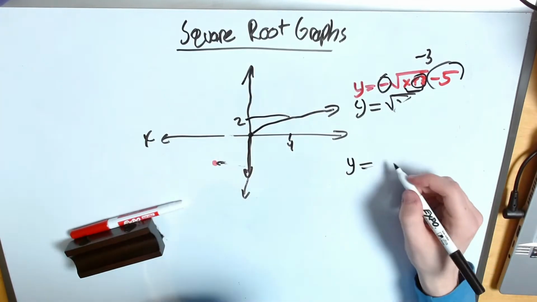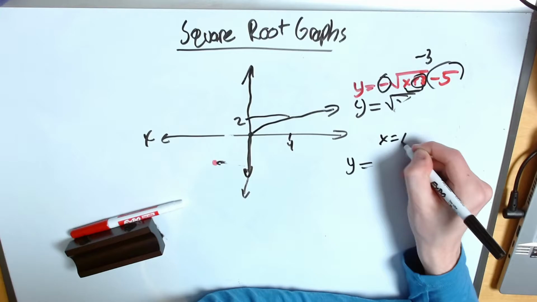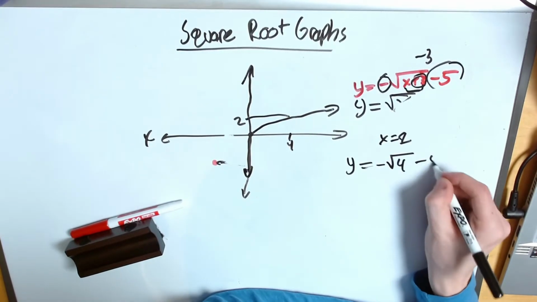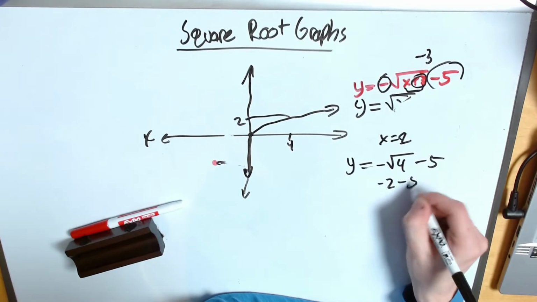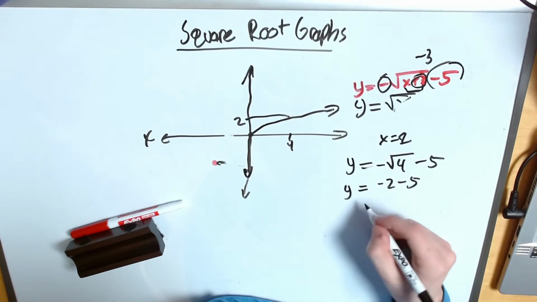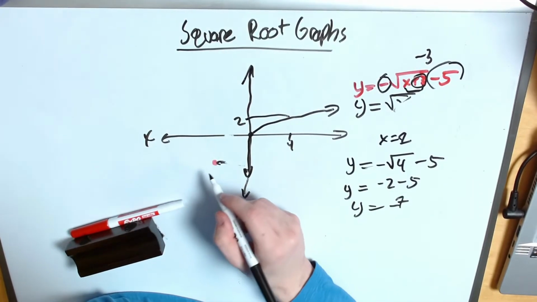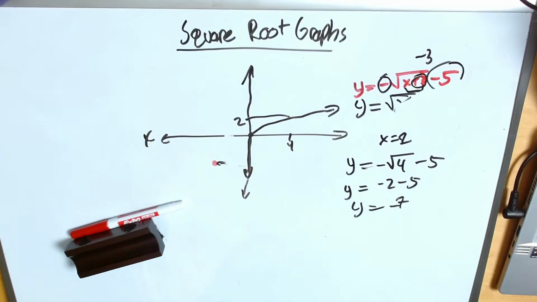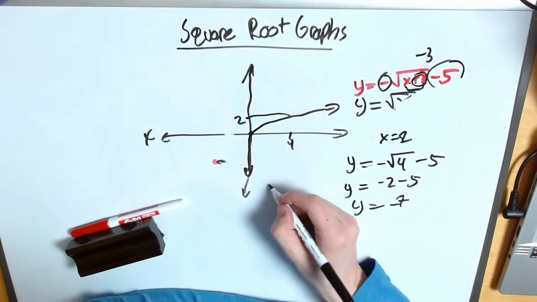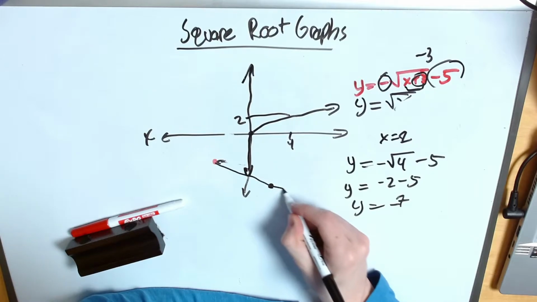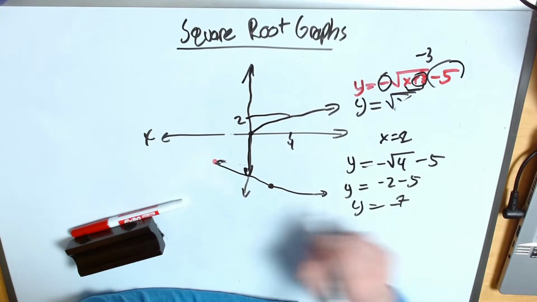So I'm going to try to get 4. So I'm going to say, well, x equals 1, so that's the square root of 4 minus 5, which is -2 minus 5, or -7, right? So for 1, -7. Here we notice, oh, well, it's going to be going like this, on and on and on.